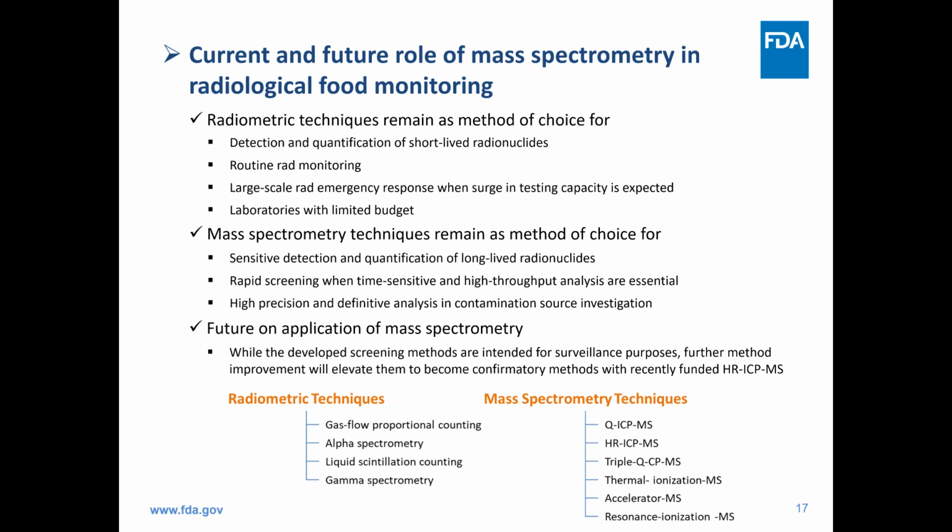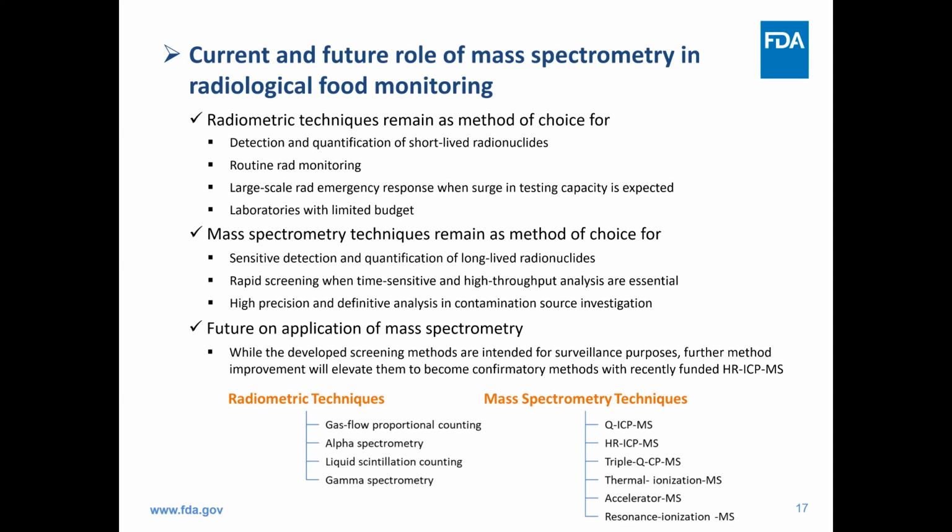But at the same time, mass spectrometry techniques have been the method of choice for other reasons. For example, the sensitive detection and quantification of long-lived radionuclides. Rapid screening when time sensitive and high throughput analysis are essential. And high precision and definitive analysis in contamination source investigations. Those things are very useful and critical for the regulators. So I think mass spec in this regard does have unique advantages.